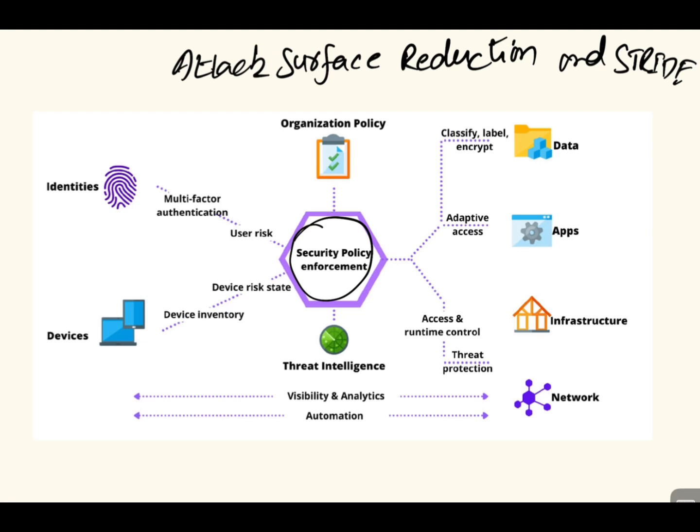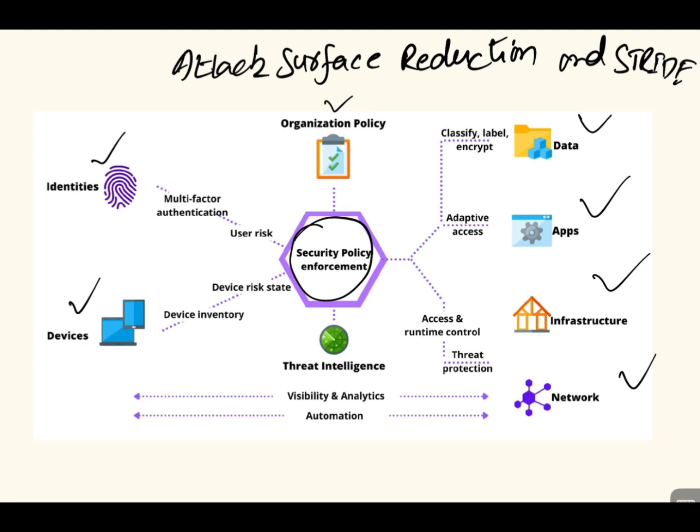As we know, in any company or in any environment we can have multiple areas. For instance, here you can see we have identities, we have devices. On top of that, we have organization policy, we have data, apps, infrastructure, network. Right, so these are essential areas or components in any environment or in any company.